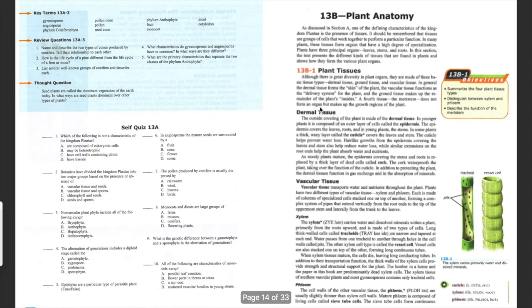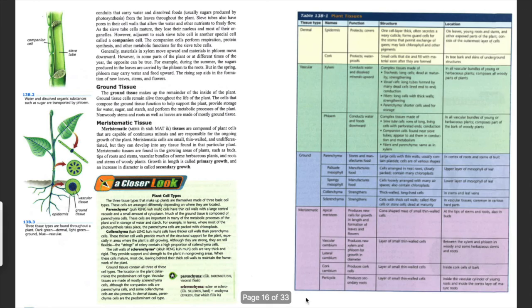Plant anatomy, talking about tissues: dermal, vascular. Main are the xylem and phloem of vascular. You need to know that. Ground tissue and meristematic tissue. And you can see this chart just kind of breaks it down. You don't have to know this whole chart, of course, but it is important to understand that the dermal is the epidermis. If I asked you what type of tissue is the epidermis, you should say dermal.